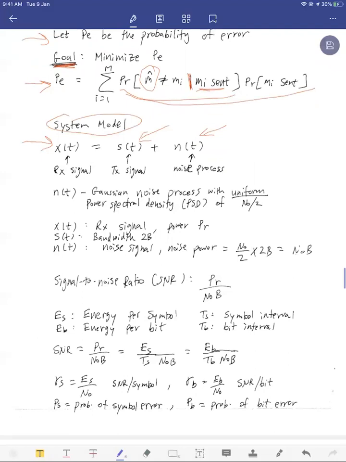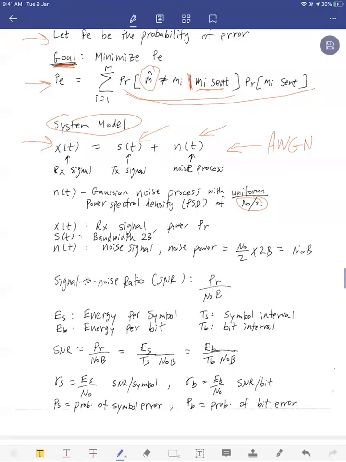I'm going to assume that n of t is a Gaussian noise process. I'm going to assume it's white, so this is additive white Gaussian noise. I'm going to assume it has a flat power spectral density of N0 by 2. I told you it's flat; I'm now just giving it a name. The N0 by 2 is there because I don't want to carry the 2 later.